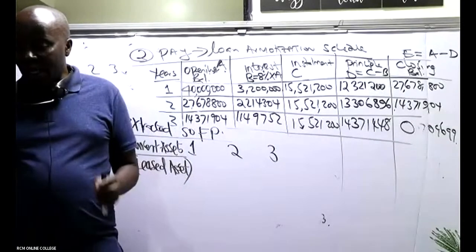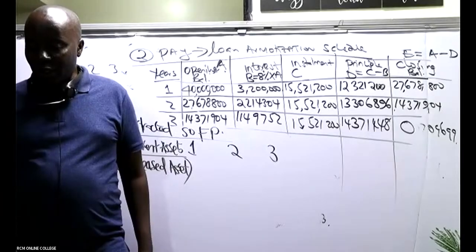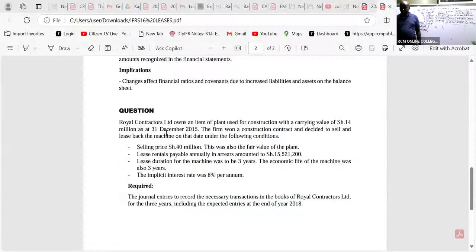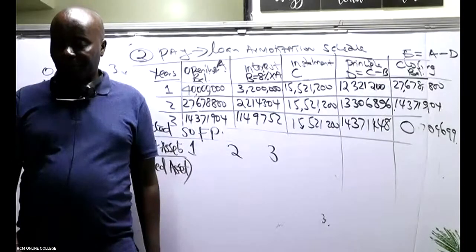Here, someone is asking a question from above: where did that gain on disposal come from? Thank you very much, Irene, for jumping in. Remember, we were told that this thing was sold for 40 million, and yet it had a carrying amount of 14. Look at that gain: 40 minus 14, which gave us 26.